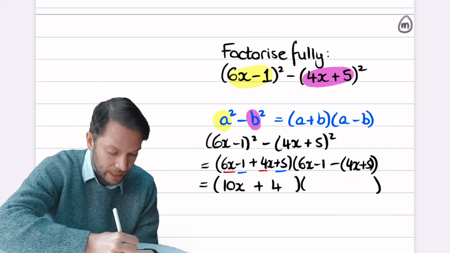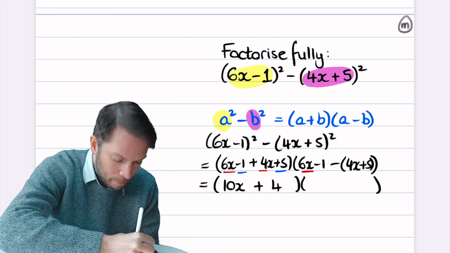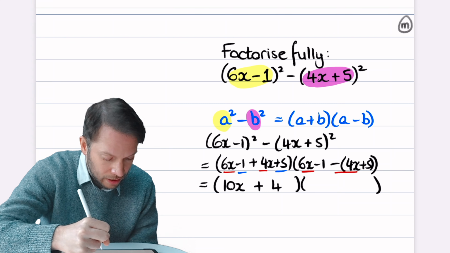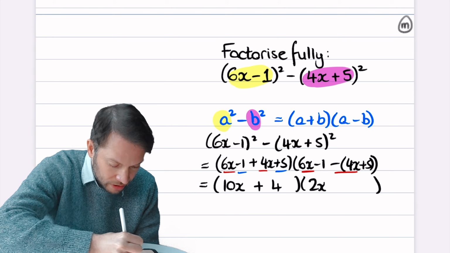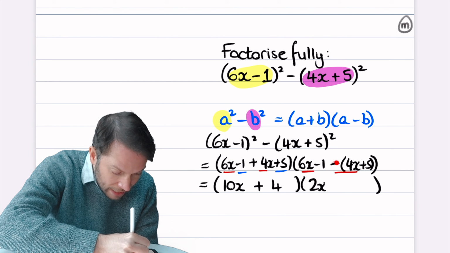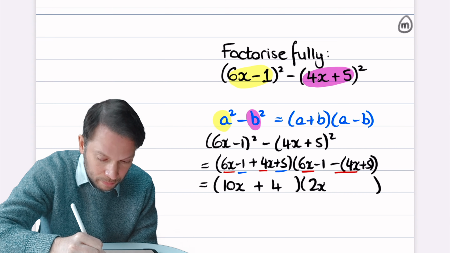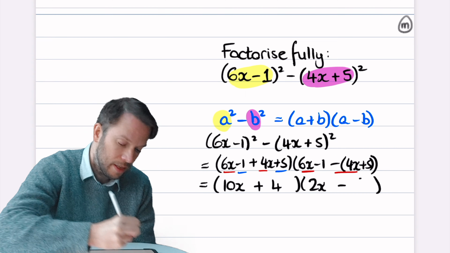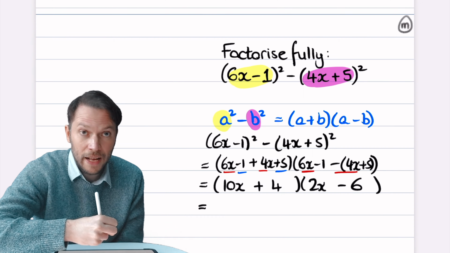And then the second bracket, what have we got? We got 6x minus the 4x. So that's 2x. And then let's be careful here. We've got minus 1, and we're subtracting the positive 5. So it's minus 1 minus 5. So that's minus 6.